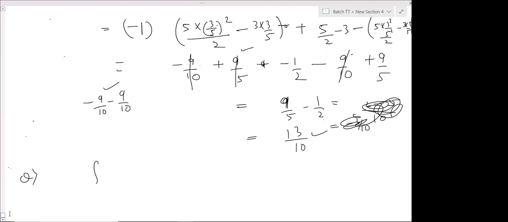Yes, sir. All right. So integral from minus 5 to 5 of modulus of x minus 2. Try to solve it.